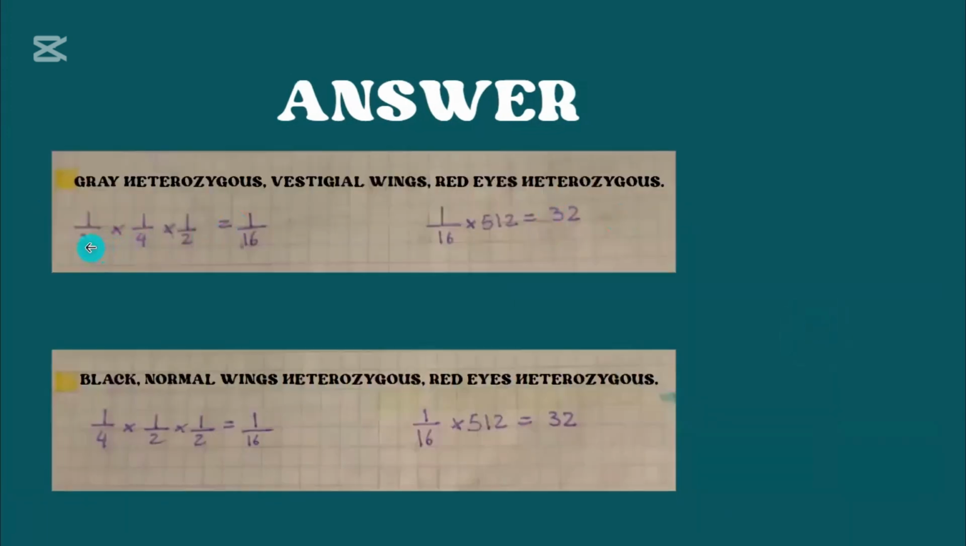The same with this one. Gray heterozygous, 1/2. Vestigial wings, 1/4. Red eyes heterozygous, 1/2. It will be 1/16 multiplied by 512, 32.